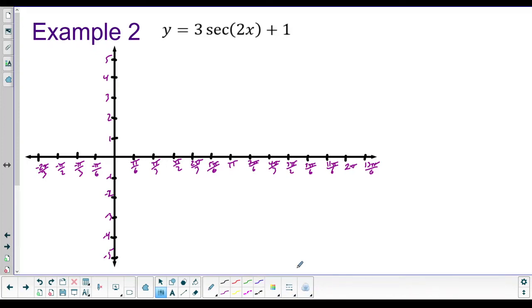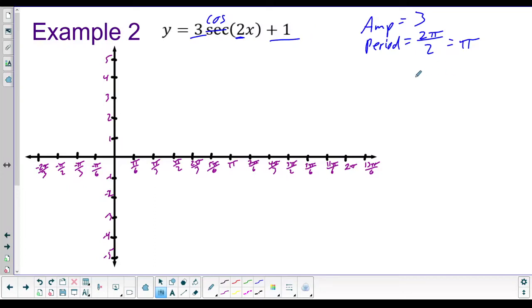Similar strategy here. We're going to pretend this is its reciprocal, which is cosine. So we're going to have an amplitude of 3 because of this. Our period is adjusted because of the b value, so our period is equal to 2 pi over b. So it's just regular pi. Our midline is going to be at y equals 1. And then we don't have any horizontal shift because there's no h value here.